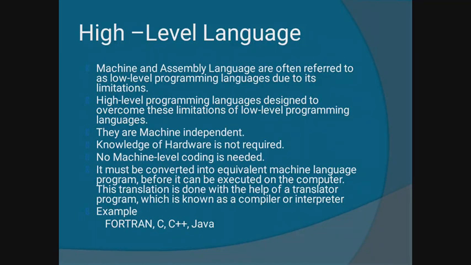It is converted to machine language through a compiler. We need a translator for every language. So the high level language is converted to machine language through a translator called a compiler or interpreter. Depending upon the language, we use a compiler or an interpreter. For example, high level languages include Fortran, C, C++ and Java.